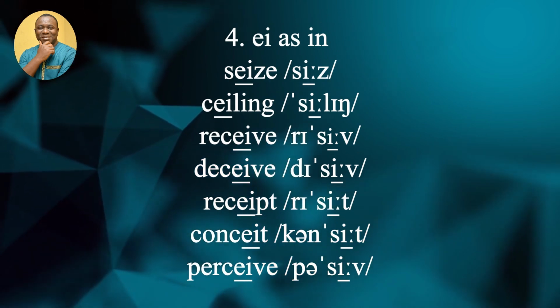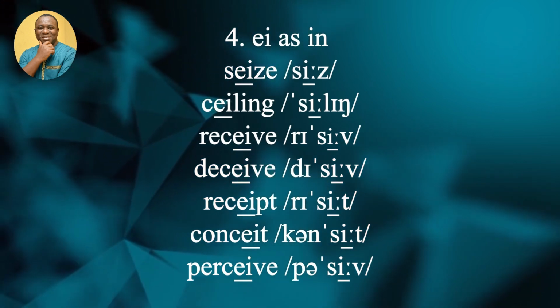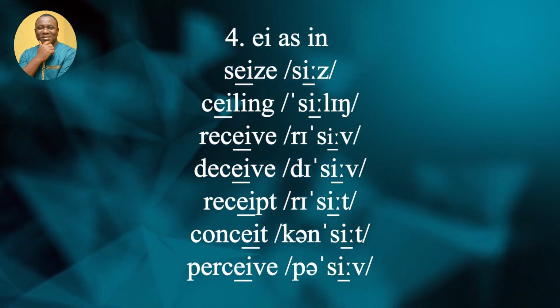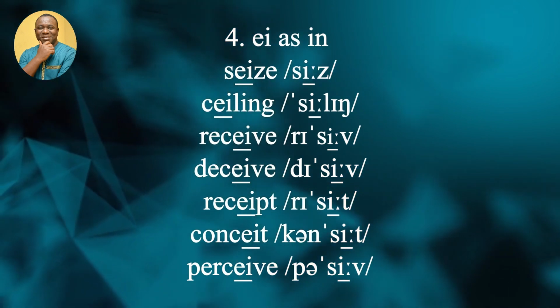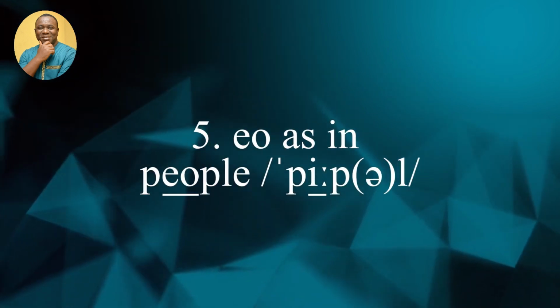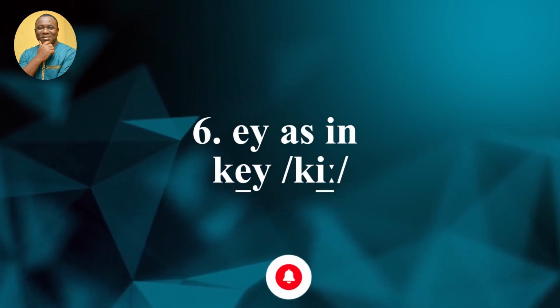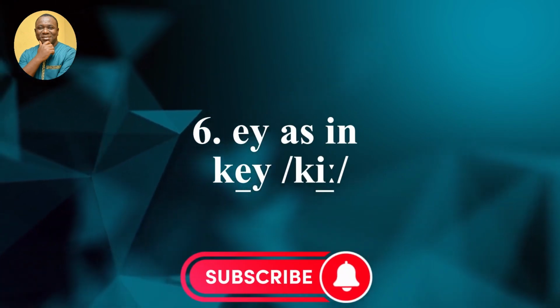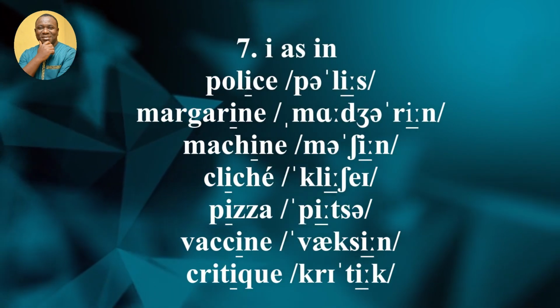Then we have EI as a spelling symbol, and it is seen in words like seize, receive, deceive, receipt. The P in that word is silent. Conceit, perceive. EO as in people. EY as in key. I as in police.